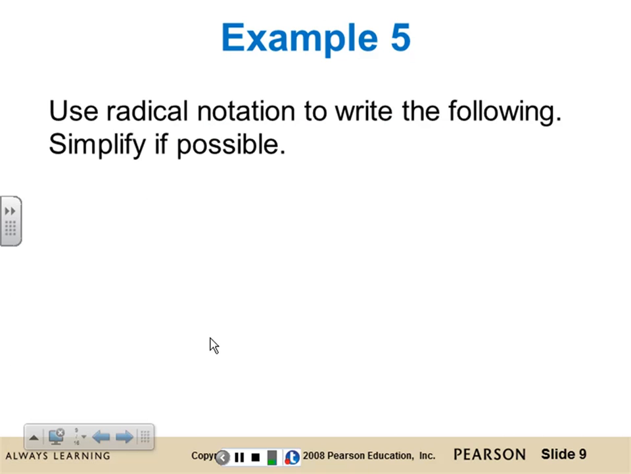Alright, so use radical notation to write the following and then simplify if possible. So, what if we had 81 to the 1/4? What would you put? Remember, 81 is your radicand, 4 is your index, and then of course 1 is the power. So basically it's asking you what is the 4th root of 81, and I showed you guys how to do that in your calculator, and so you should come up with 3.